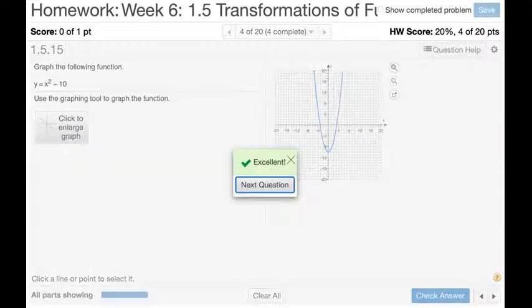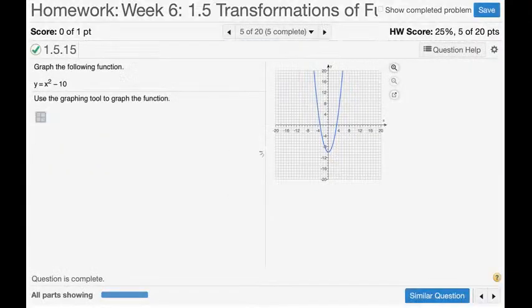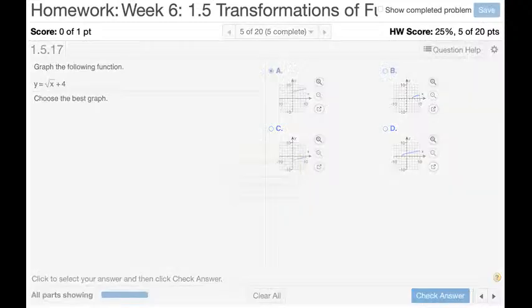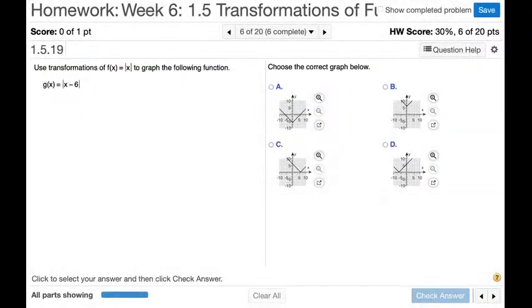This is going to be a square root that we move up by 4. Only one that moved up looks like it was this one. This is going to be a V-shaped graph that moves to the right by 6. This is the only one that moved to the right by 6.